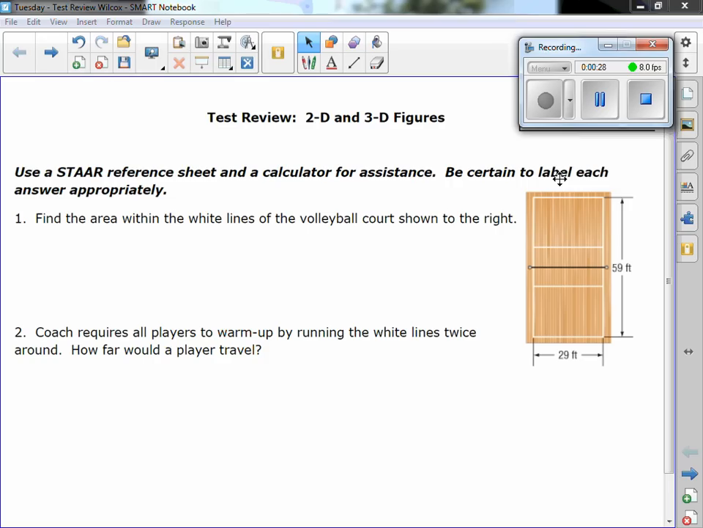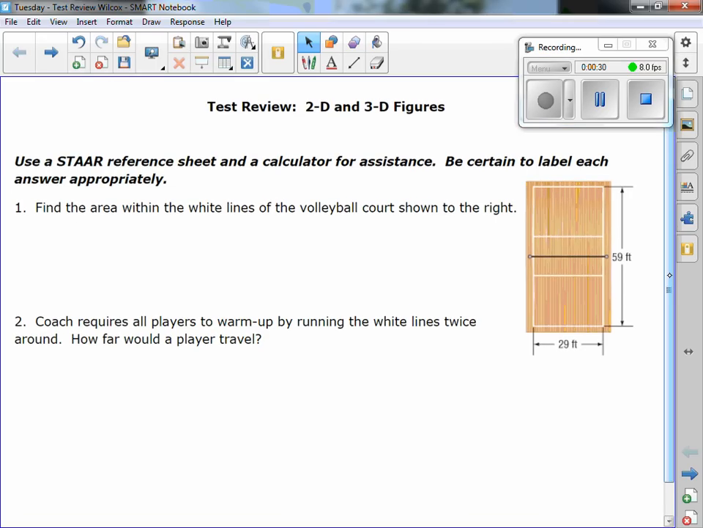You will be able to use a formula chart, but you will not be able to use a calculator on your test. So make sure that you're comfortable with doing all of these calculations without the use of a calculator.